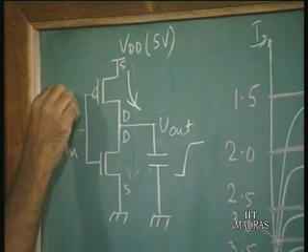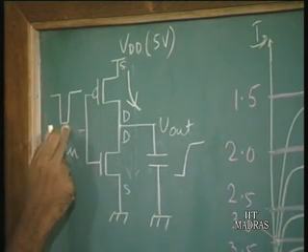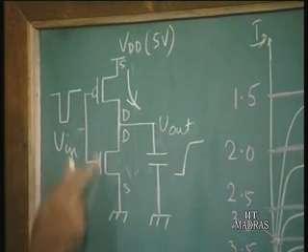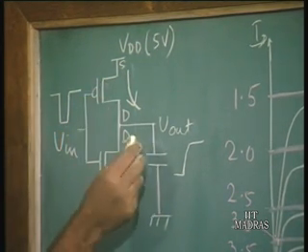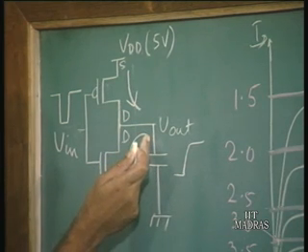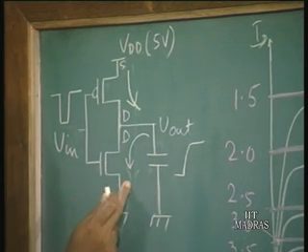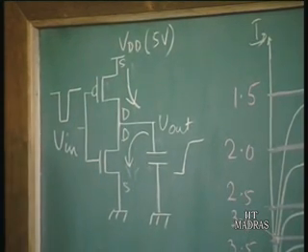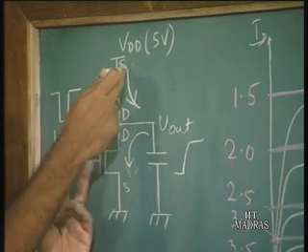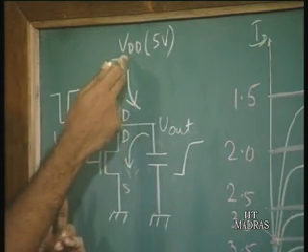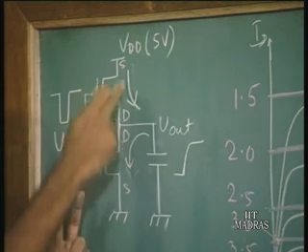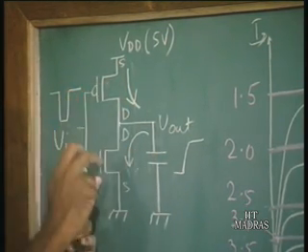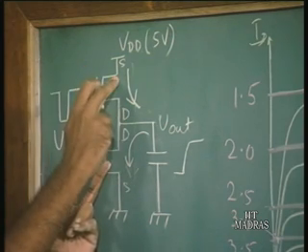Now, in the next period, when the input goes from low to high again, this NMOS turns on and the PMOS turns off. Then the capacitance discharges through the NMOS transistor. So there is no current flowing through the power supply as such. In one transition, there is a current flowing from the power supply to charge the output capacitance. That is when the NMOS is off and the PMOS is on.